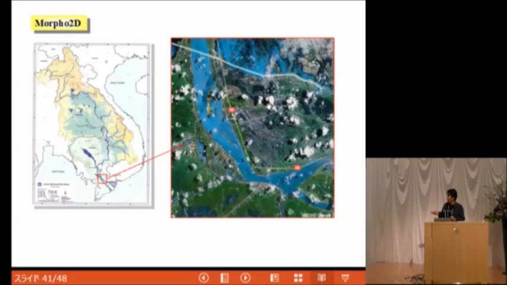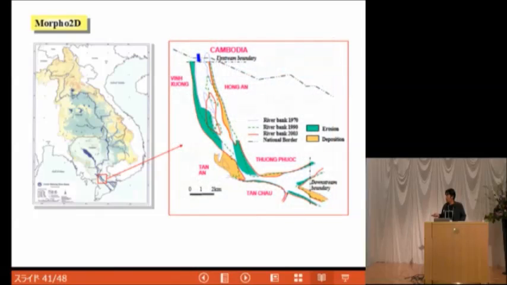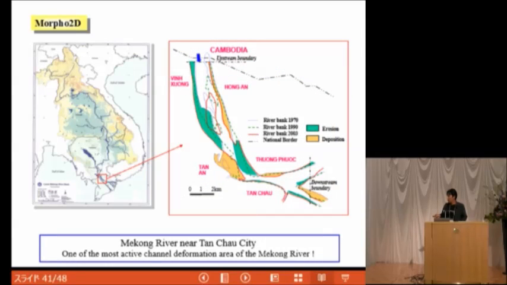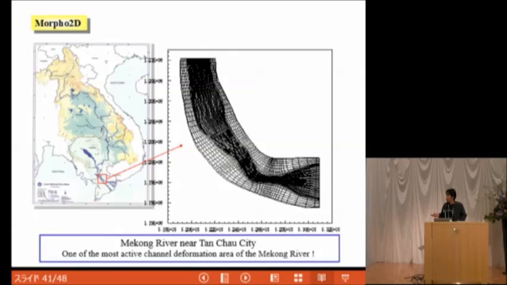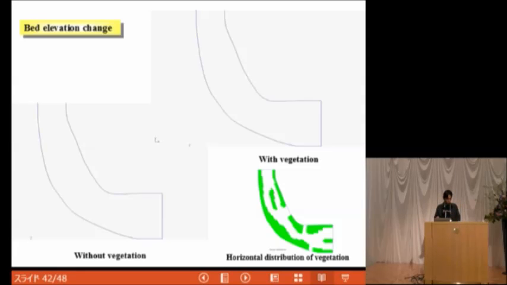This location is near the national boundary between Vietnam and Cambodia, and this area is called the Tan Chau area. A very severe bank erosion is happening here, so this is one of the most active channel deformation areas of the Mekong River. Bank erosion happens very much, and floods also happen often. So we set the numerical analysis grid on the flat plane also, not only for the main channel. In this calculation, we set the vegetation on the flat plane and also in the middle bar.